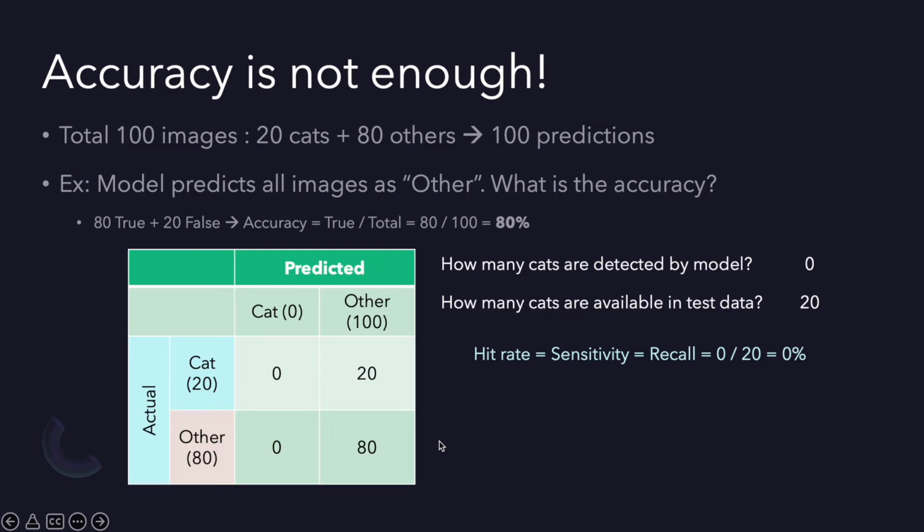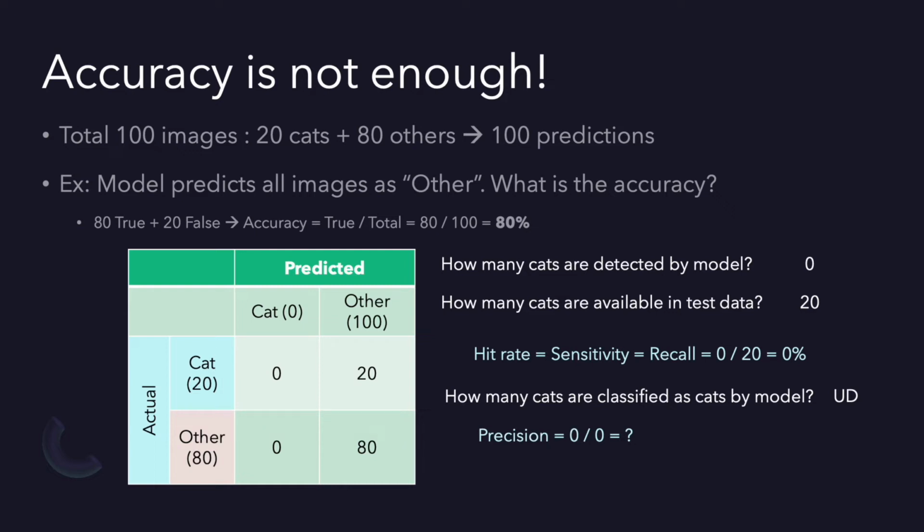Model couldn't detect any cat. Don't focus on the formula, just think that the model classified all images as others and couldn't detect any cat, then recall is 0. Okay, another question. How many cats are classified as cats by the model? None of them. Then precision of our model is also undefined because it is 0 divided by 0.